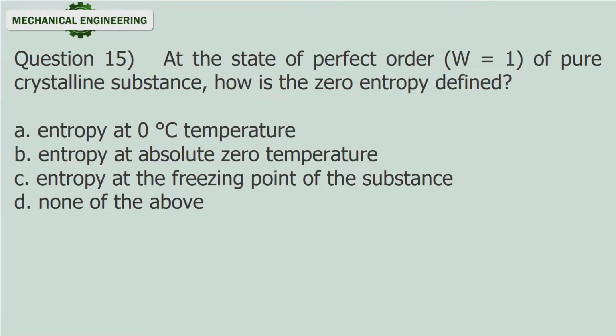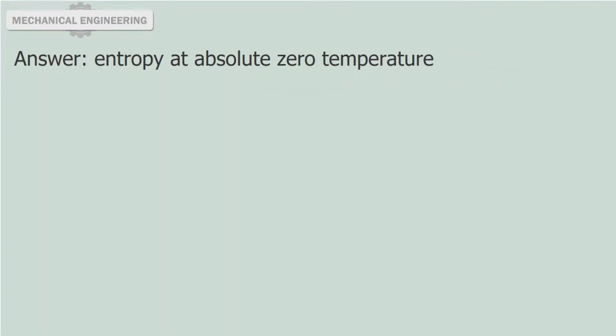Question 15. At the state of perfect order W equals 1 of pure crystalline substance, how is the zero entropy defined? A. Entropy at 0 degrees Celsius temperature. B. Entropy at absolute zero temperature. C. Entropy at the freezing point of the substance. D. None of the above. Answer: entropy at absolute zero temperature.